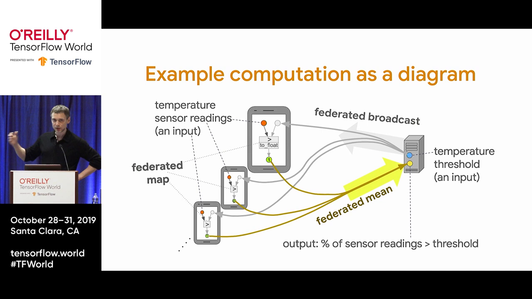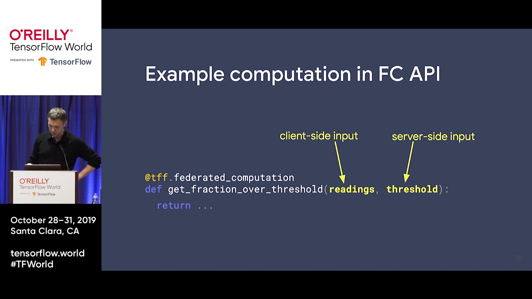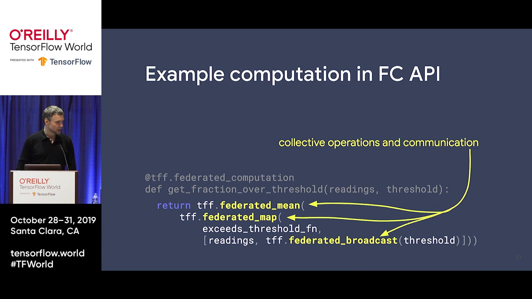And now if you want to write code, it looks the same, except it's code. So you start by defining a Python function, decorate it as a TFF computation. You specify all the inputs as formal parameters, and so you see the readings input, these are the temperatures, the threshold on the server. The inputs can be anywhere, whether it's clients or server, just list all of them here. And now in the body of this function, you can again use federated operators to slice and dice those things. So you see the broadcast here again, you see the map and mean and so on.